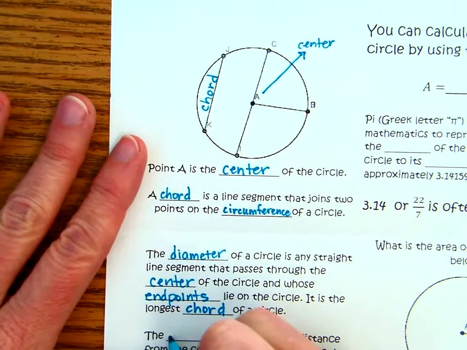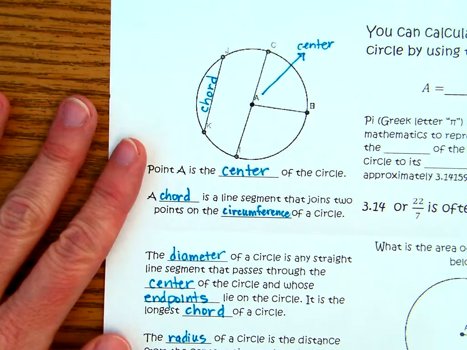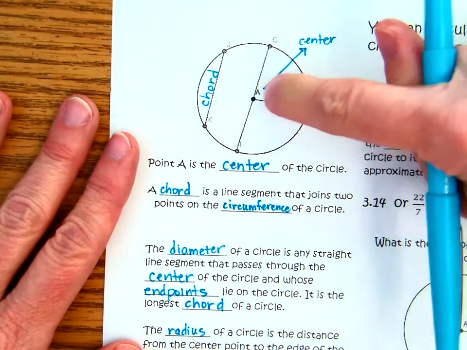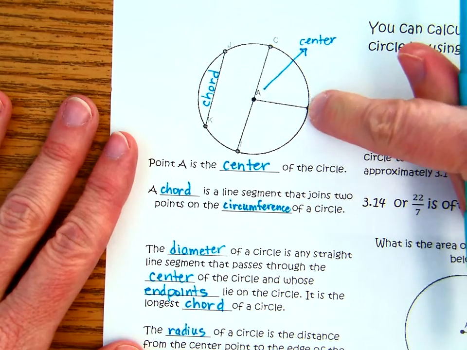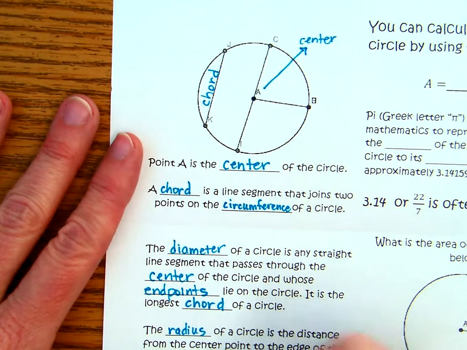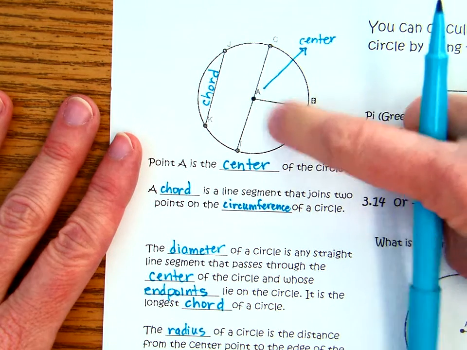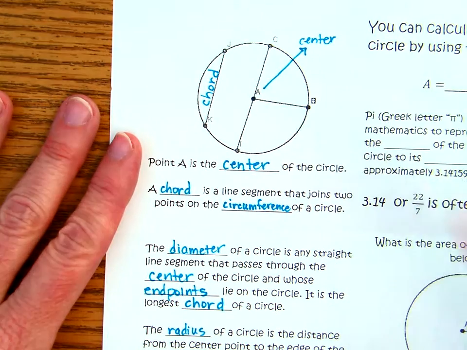The radius of a circle is the distance from the center point to the edge of the circle. So here from A to B or A to C. And it's the same distance anywhere on the circle. So if I start at A and go to any point, even the ones that aren't labeled here, it's always going to be the same distance.